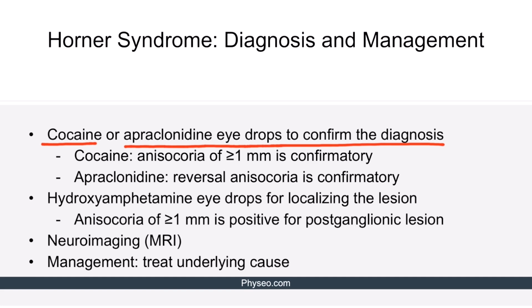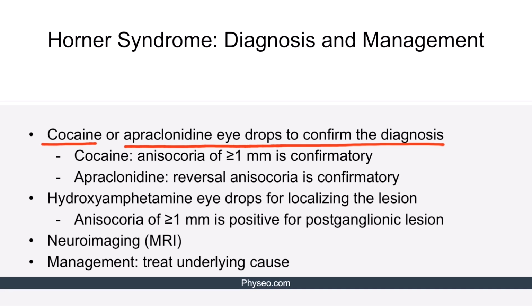Apraclonidine is a strong alpha-2 agonist, hence decreases norepinephrine release and results in slight constriction of the pupil in a normal eye. However, apraclonidine is also a weak alpha-1 agonist and results in dilation of the Horner's pupil that has denervation supersensitivity to alpha-1 receptor. So what we need to know is that reversal anisocoria after applying apraclonidine drops is confirmatory for Horner's. We can either use the cocaine test or apraclonidine test to confirm the diagnosis of Horner's.